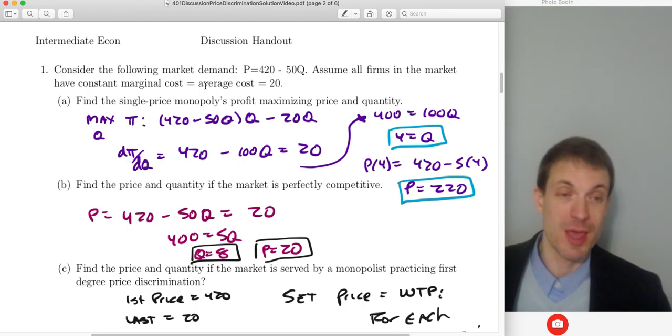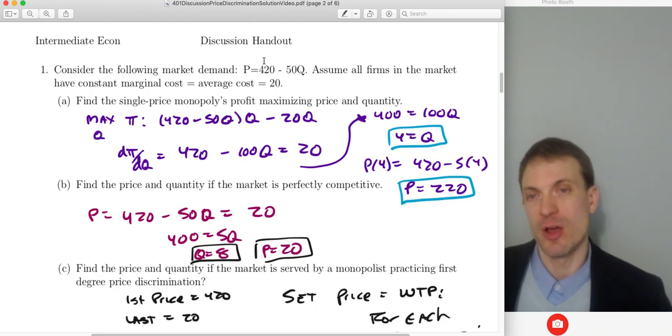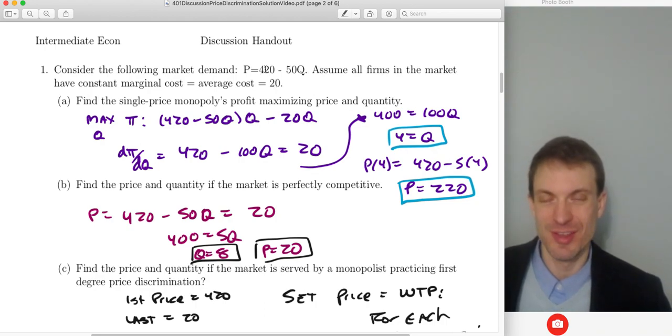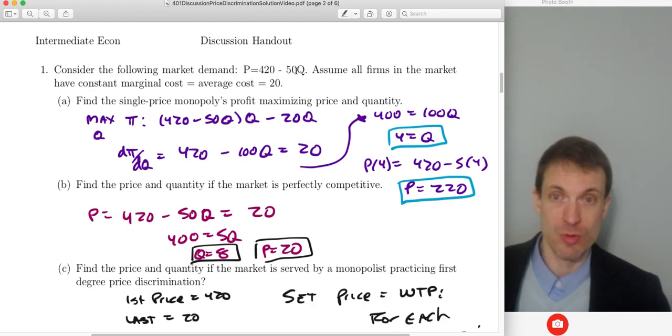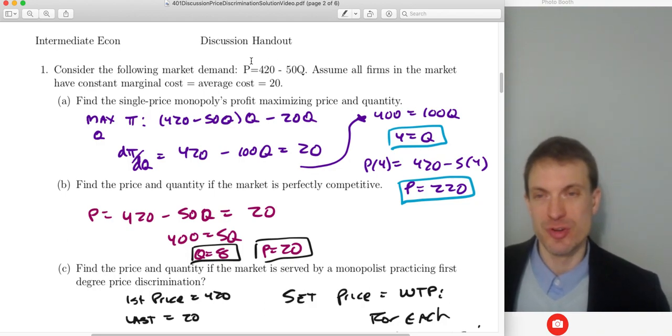This means the market demand is going to be given by this, and the cost is going to be given by a horizontal line, a line that's horizontal at a height of 20. I called this inverse demand because it is. This is the demand relationship that we typically graph with price as the dependent variable, quantity as the independent variable. If we solve this for quantity, that'd be the ordinary demand curve. Quantity is a function of price. Price is a function of quantity is inverse demand.